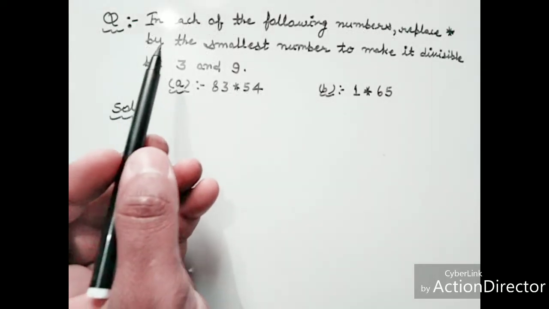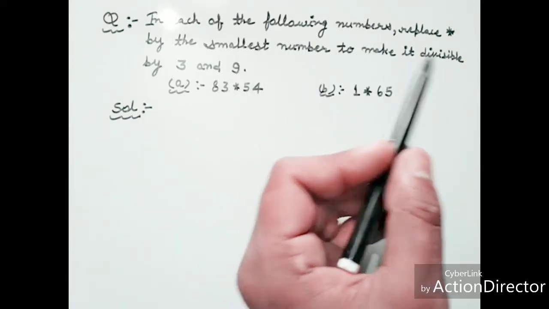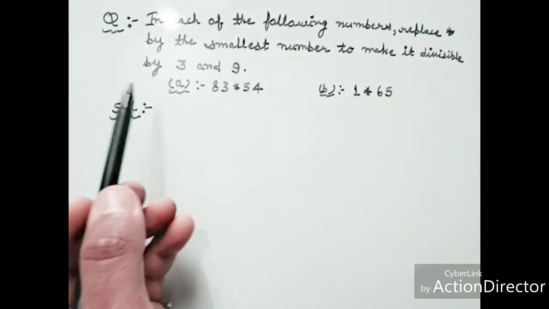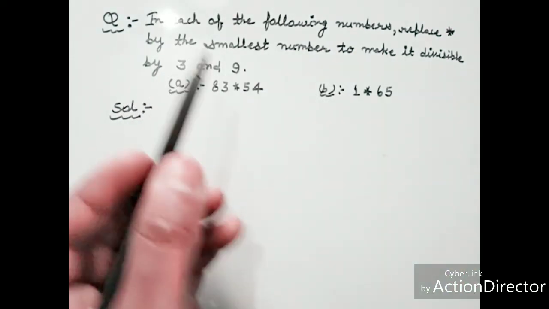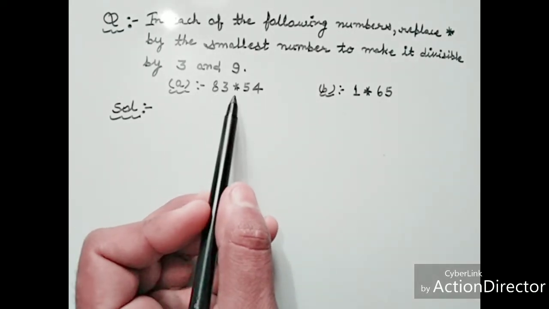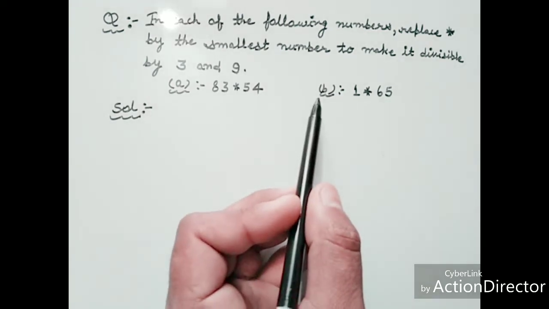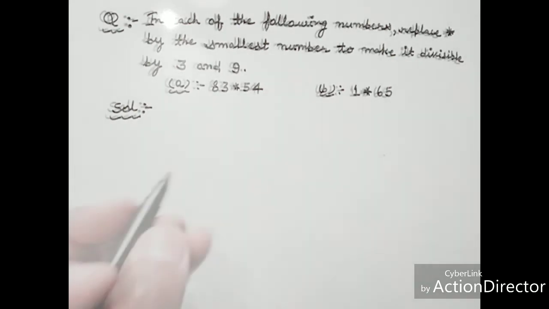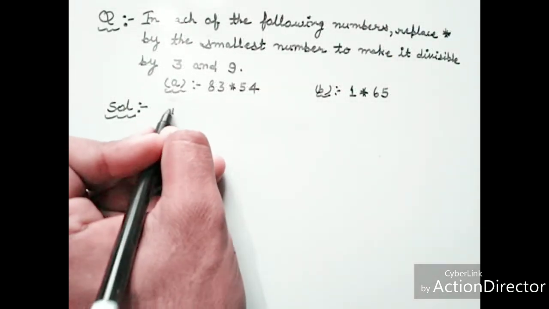Example number 2. In each of the following numbers, replace star by the smallest number to make it divisible by 3 and 9. Here we have 2 numbers. Example number A, 8 3 star 5 4. Example number B, 1 star 6 5. So here first we apply the divisibility rule of 3, and the divisibility rule of 3 says that if the sum of all digits is divisible by 3, then the whole number is divisible by 3.